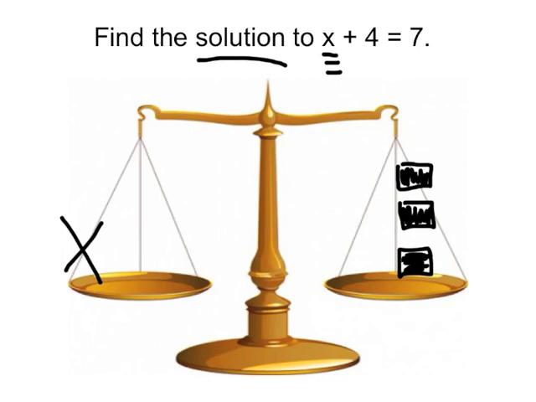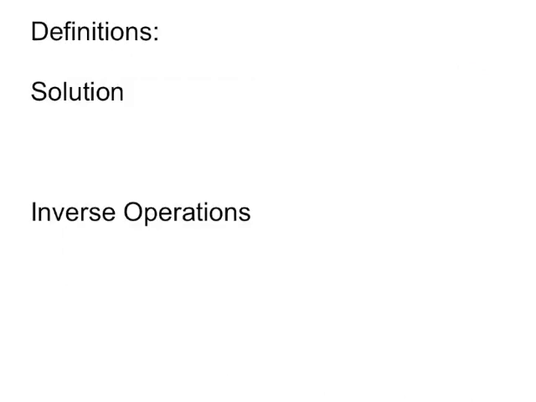Now we can check our work. We can substitute 3 into x, so x is 3 plus 4 equals 7. Is that a true solution? Yes, 3 plus 4 is 7. Definition. So we already talked about solution. Solution is going to be finding the answer that makes something true.